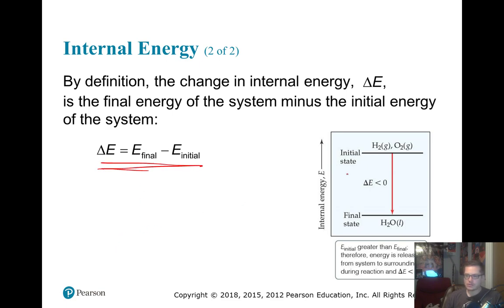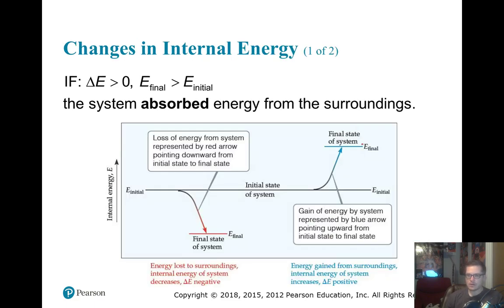Essentially, if we want to know what happens to our internal energy, we start with H2 and O2, react them to form H2O, and as they react, they're going to release energy because the final internal energy is at a lower state than the initial state here. So anytime our delta E, our change in internal energy, is greater than 0, that means our final energy had to have been bigger than our initial energy.